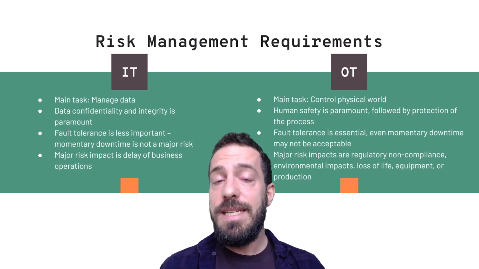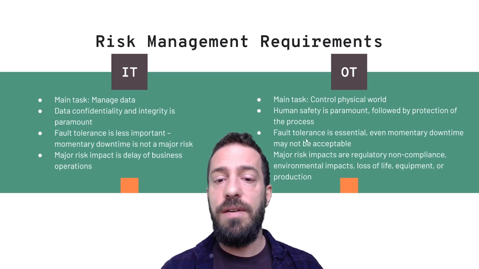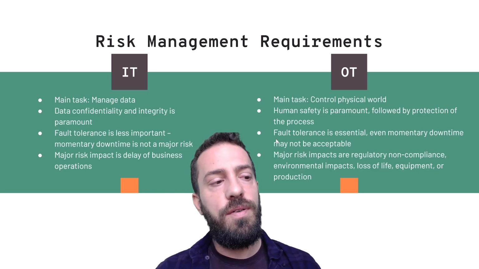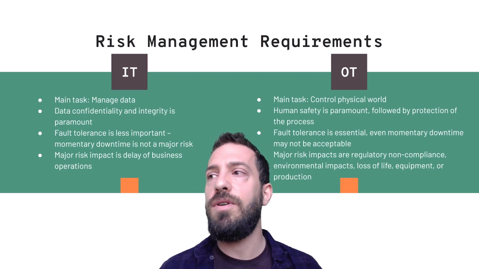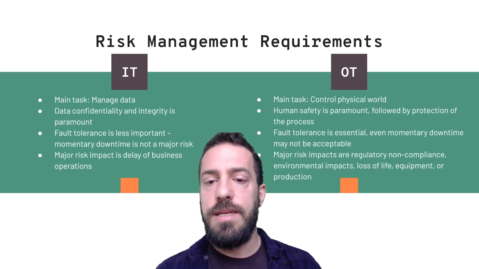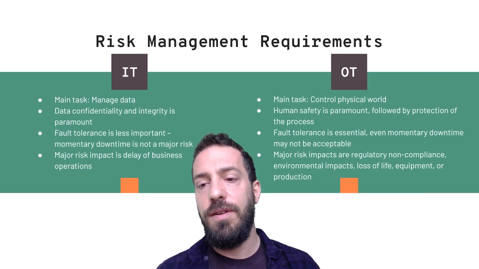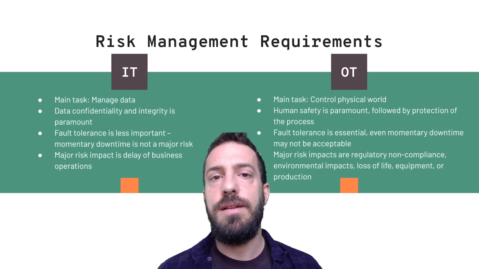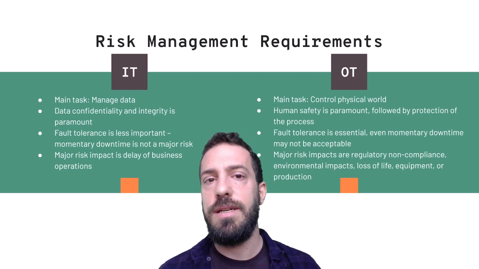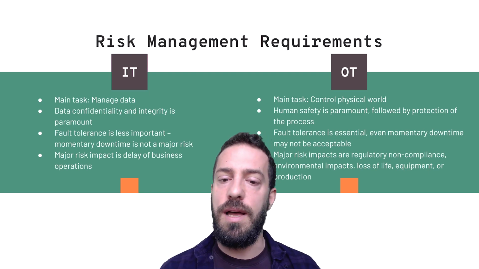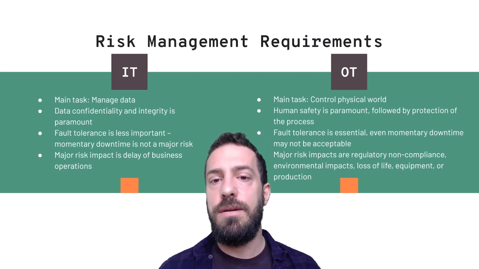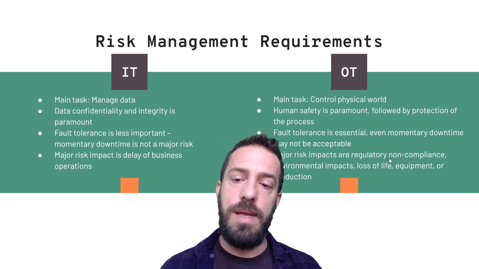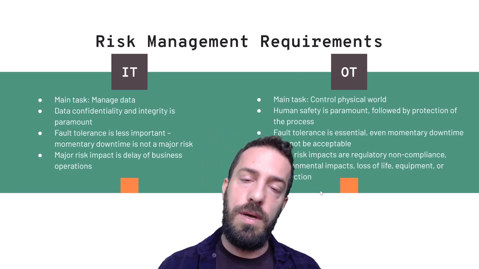So fault tolerance is essential in OT. You have to ensure you somehow tolerate errors, tolerate faults, redundant PLCs we saw before, or other ways to ensure fault tolerance. Momentary downtime is not acceptable. You cannot just turn off a PLC for a few seconds. Again, the risk management, you have to take into account all these things as your major risk impacts are non-compliance, environmental impacts, loss of life, equipment, or production.